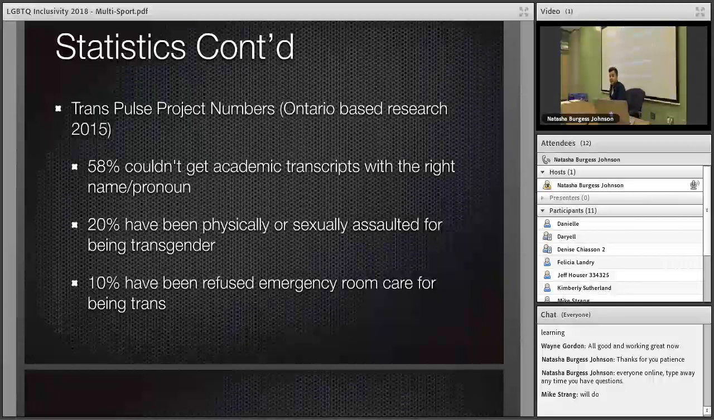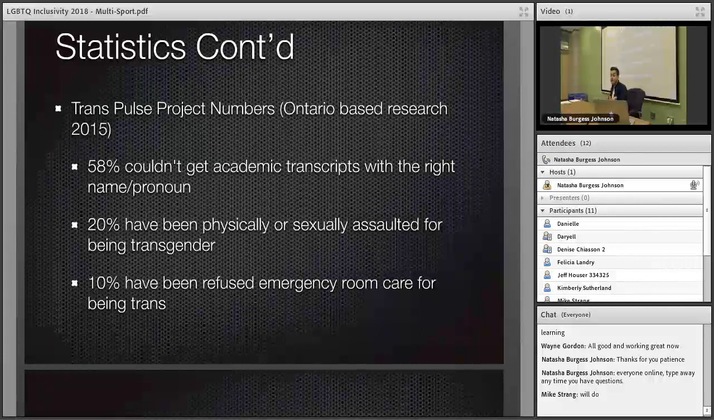20% have been physically or sexually assaulted for being transgender, and the bottom one is probably where we go, not in Canada, but 10% have been refused emergency room care for being trans. That means they've gone to an emergency room and been told, I won't help you because I don't agree with you. So these are numbers from 3 years ago from Ontario. This is not Texas.